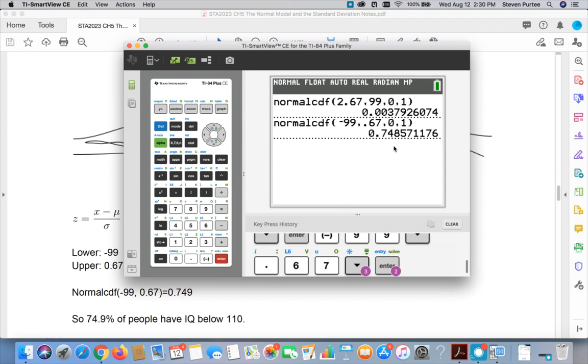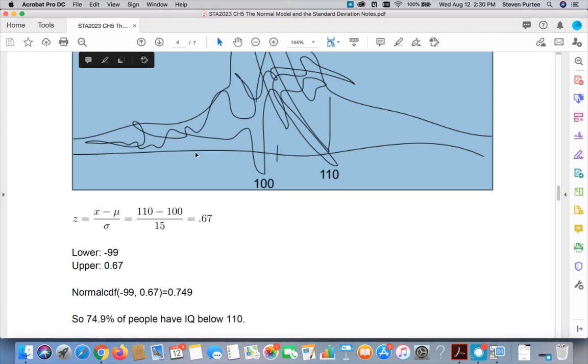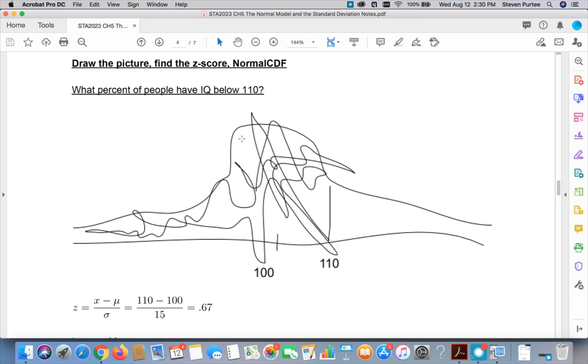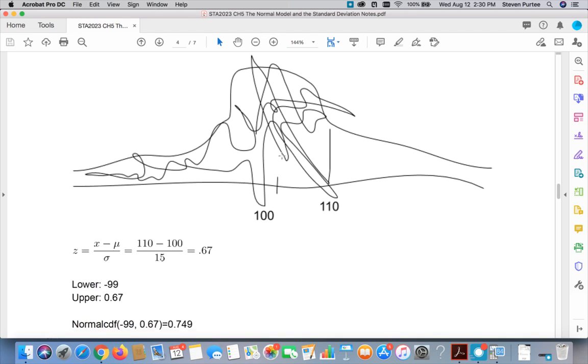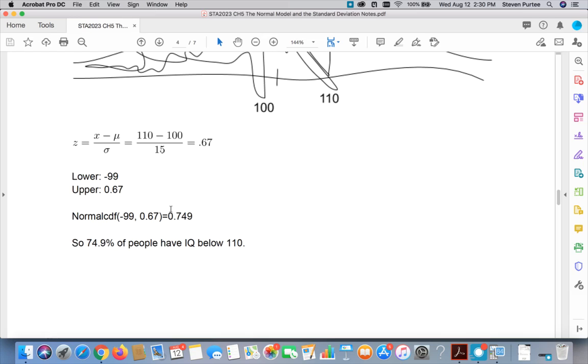And I get that number, about 75%. Look at my picture. That makes sense. I've shaded over half of the picture, so it makes sense that I get an answer that's bigger than 50%. So about 74.9% have IQs below 110.